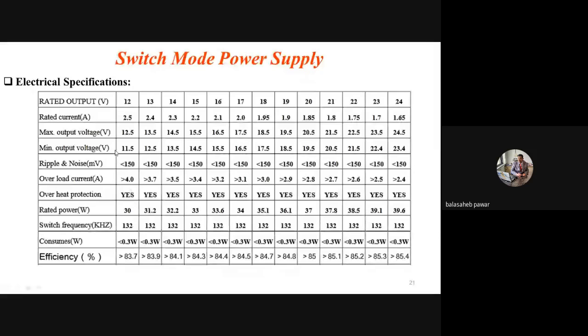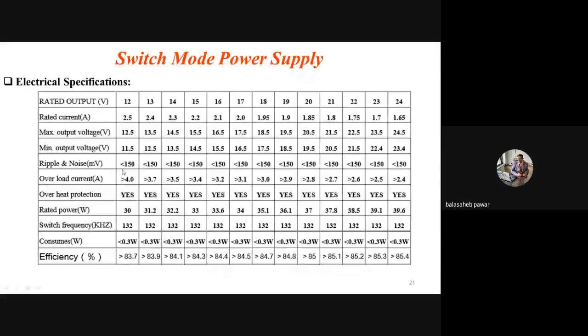Then ripple and noise, that is nothing but unwanted quantities which are available in the output. It should be zero. Okay, that ripple content or noise content in the output of any regulated power supply is expected to be zero, but in this first example it is mentioned by the manufacturer as less than 150 millivolts, right? So it is one of the good types of SMPS, we can say, as the noise level as well as the ripple content is much less.